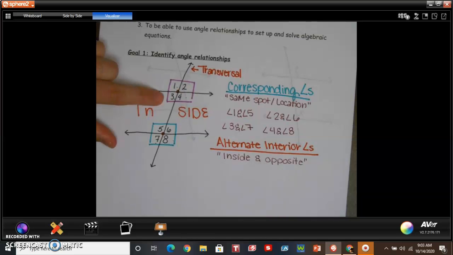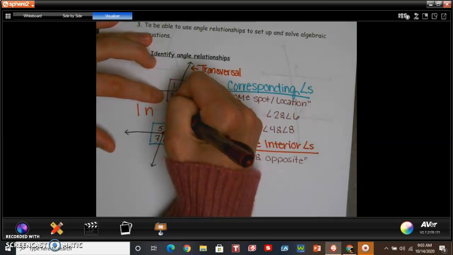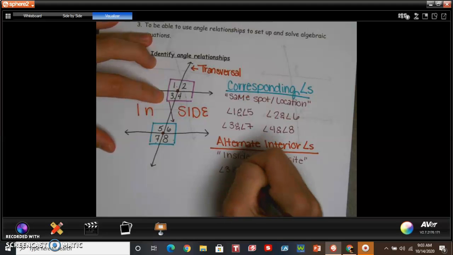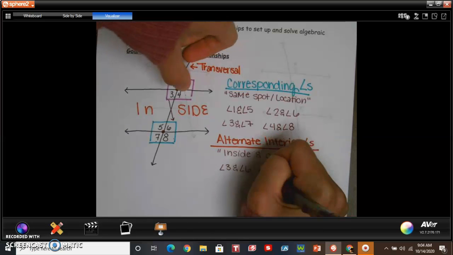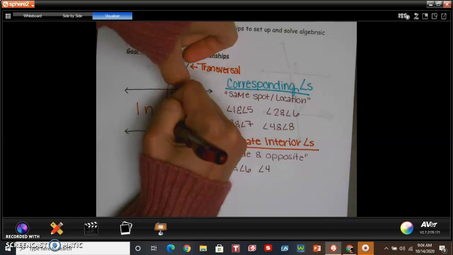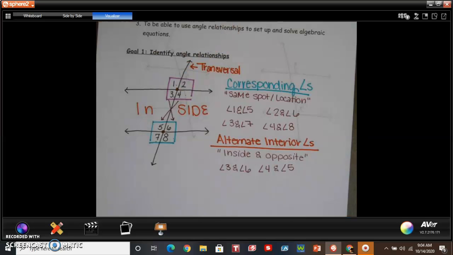So for example, angle 3 is inside, and diagonally across from it is angle 6. They would be considered alternate interior angles. 4 is also on the inside, and across from it is angle 5. They are considered alternate interior angles, okay? And that's it. Those are the only ones that are inside our 2 lines, so they're the only ones that are alternate interior angles. Okay, our next angle relationship.